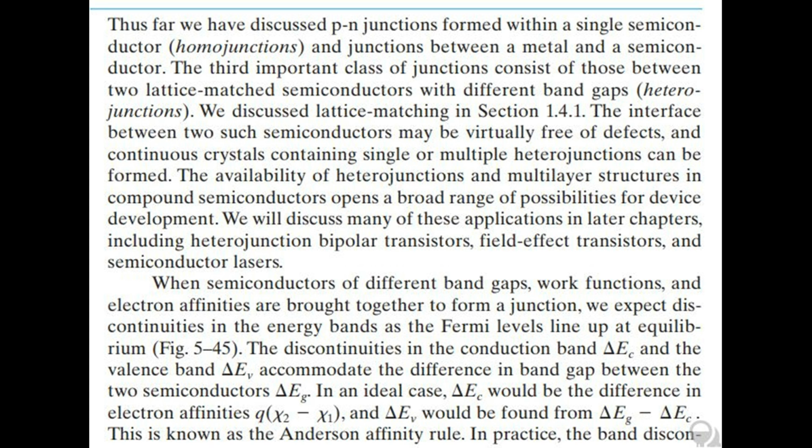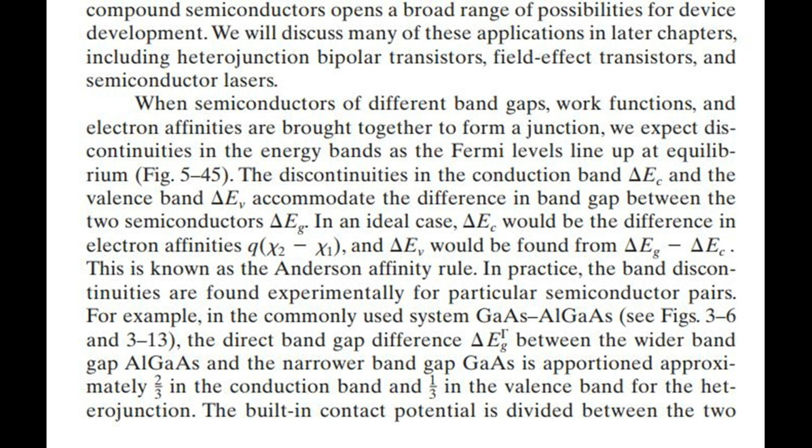In practice, the band discontinuities are found experimentally for particular semiconductor pairs. For example, in the commonly used system gallium arsenide/aluminum gallium arsenide, see Figs. 3.6 and 3.13, the direct band gap difference between the wider band gap aluminum gallium arsenide and the narrower band gap gallium arsenide is apportioned approximately 2:3 in the conduction band and 1:3 in the valence band for the heterojunction.